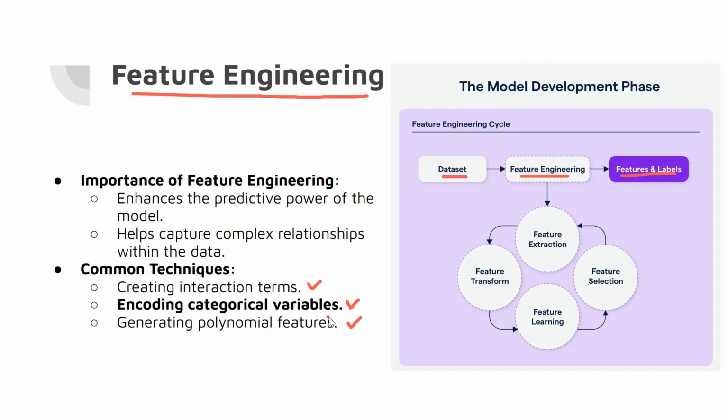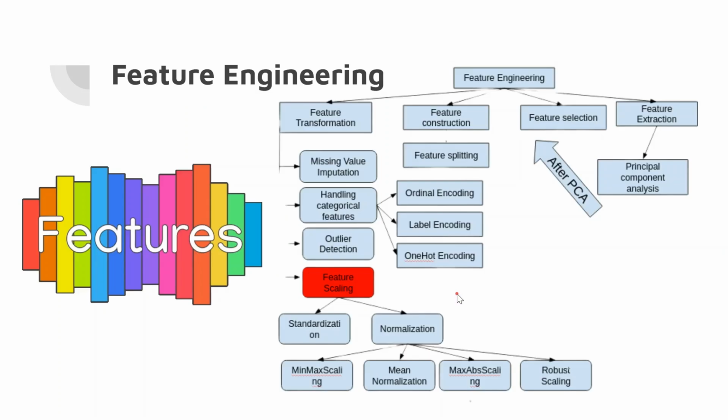Feature engineering is very important for building strong models. It helps the model find important patterns in the data. One key part of feature engineering is feature transformation. Feature transformation means changing features to a new form. This makes the data easier for the model to understand.